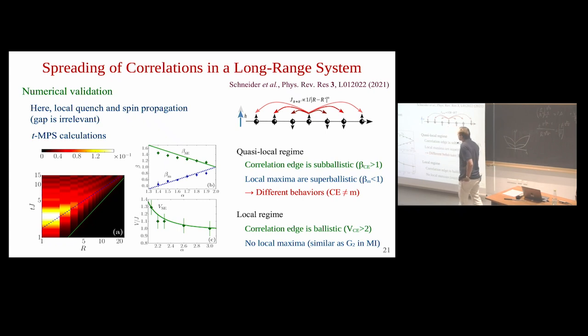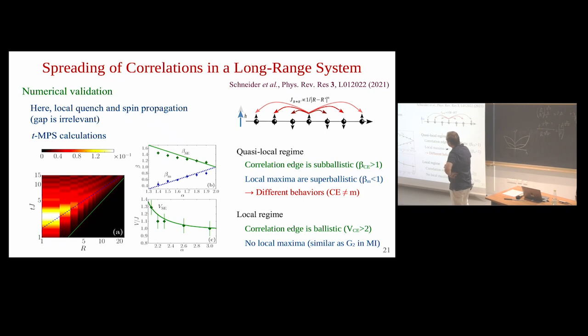So this is again the long-range transverse Ising model, but in that case, I consider a local quench. This quench will consist in flipping one spin. Essentially we are in the polarized phase, so all the spins are up. I flip one spin, and then I look at how it evolves in time. In this case, we find the same kind of phenomenology.